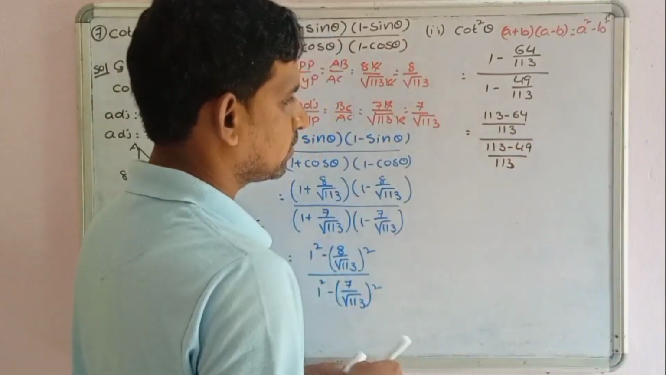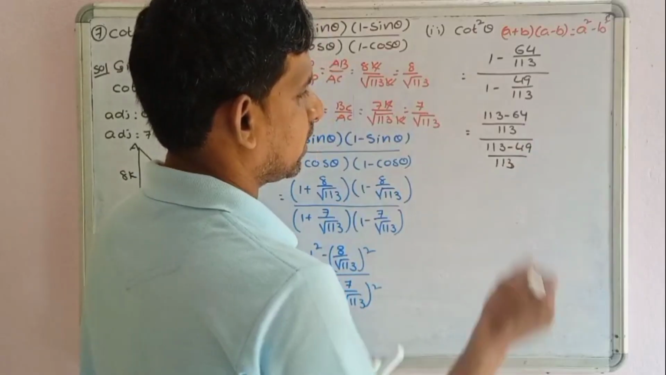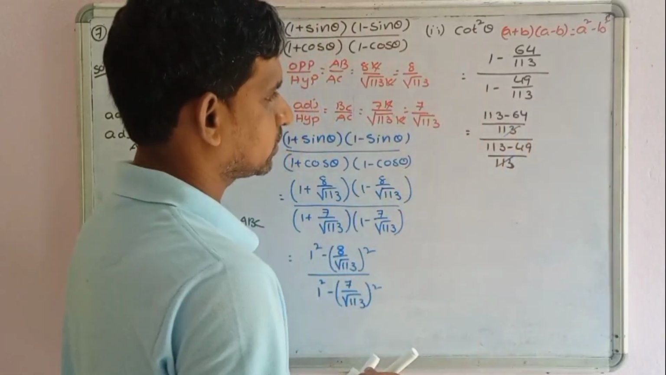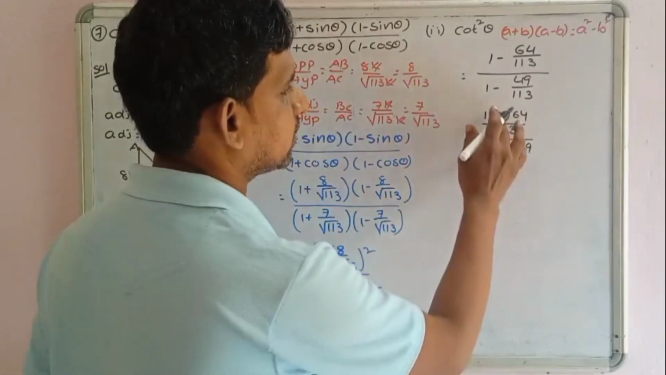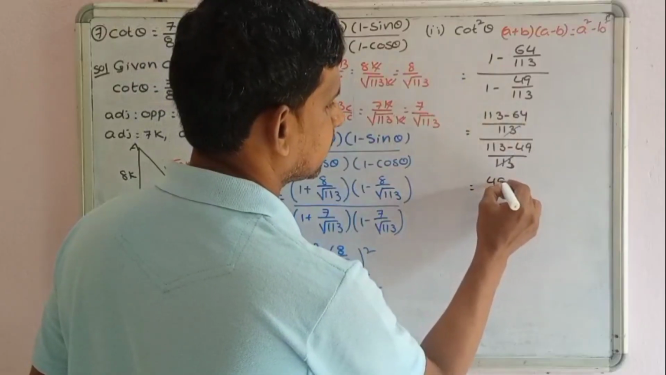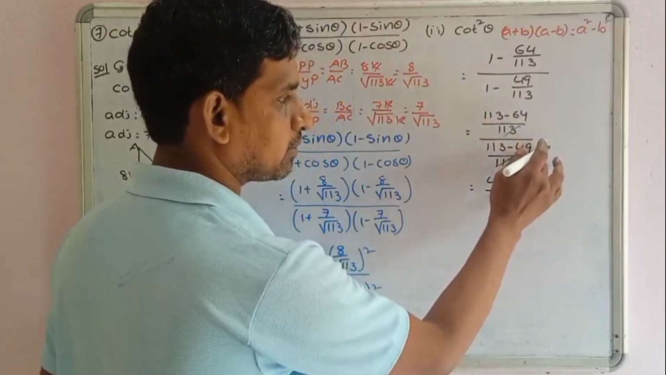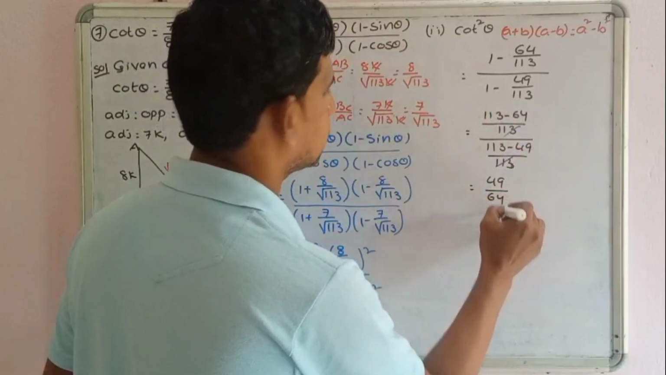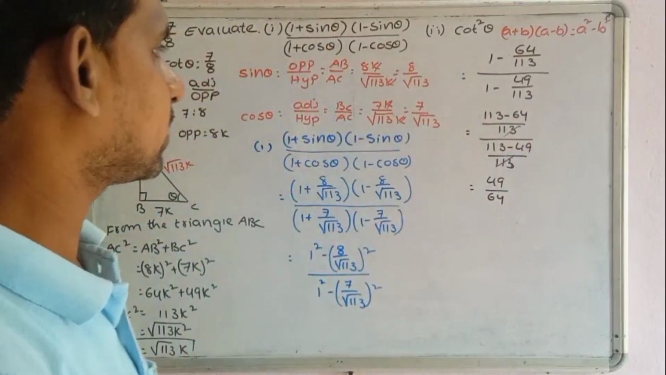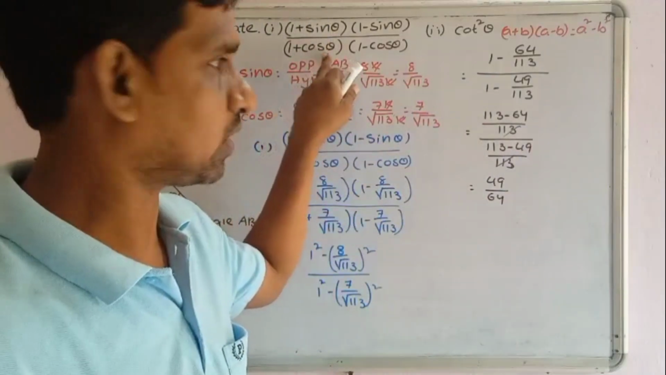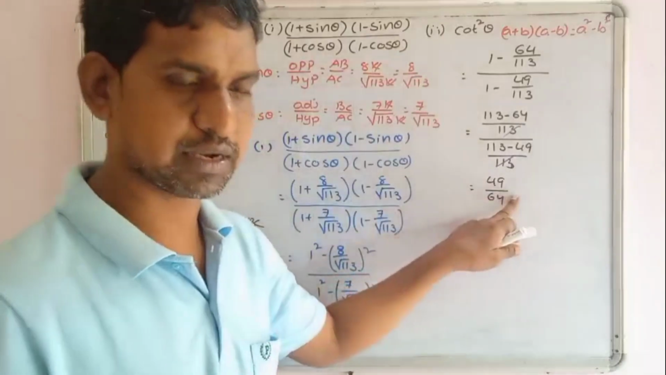Okay, now here the 113 gets cancelled. So 113 minus 64 is 49, and 113 minus 49 is 64. So the value of 1 plus sin theta into 1 minus sin theta by 1 plus cos theta into 1 minus cos theta is 49 by 64.